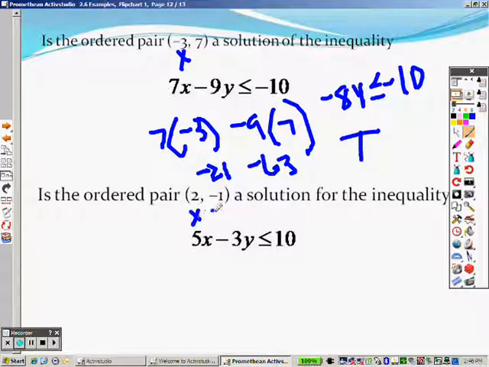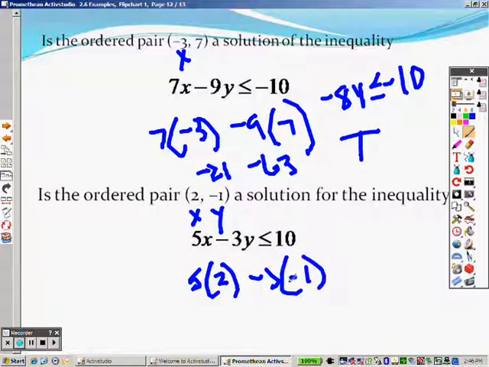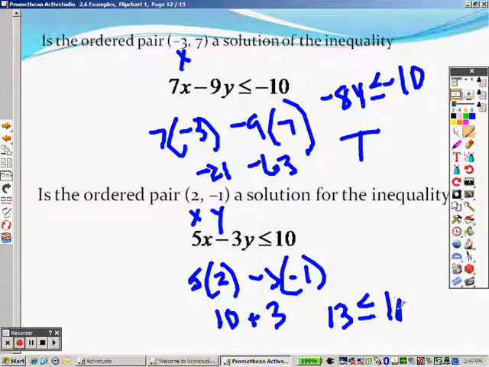Plug that in here. This is x and that is y. So it's 5 and put a 2 in there. 3 and put a negative 1 in there. So that's a 10 and that's a 3. So I get 10 plus 3, which is 13. Is 13 less than or equal to 10? Nope, that is false.